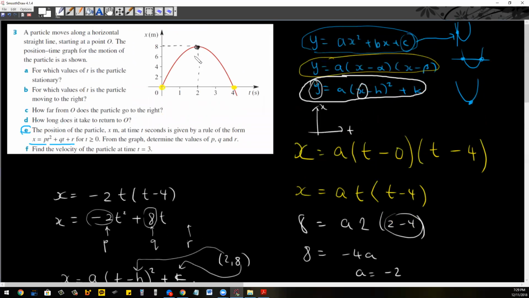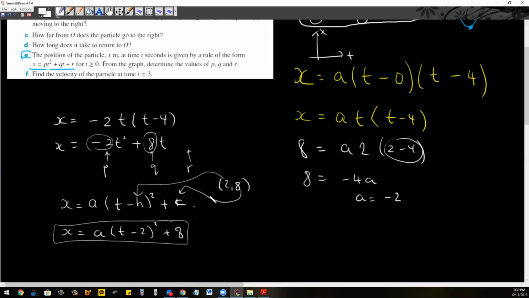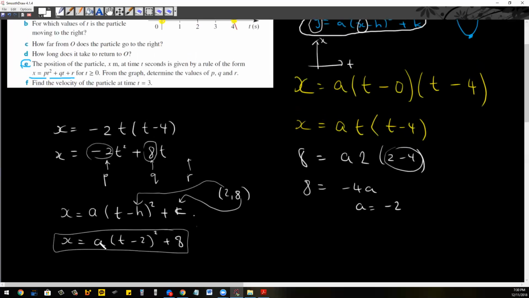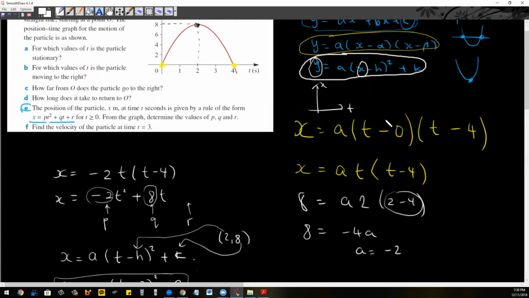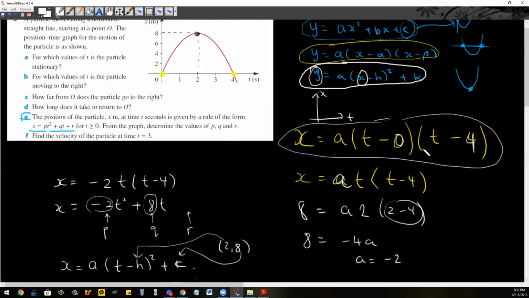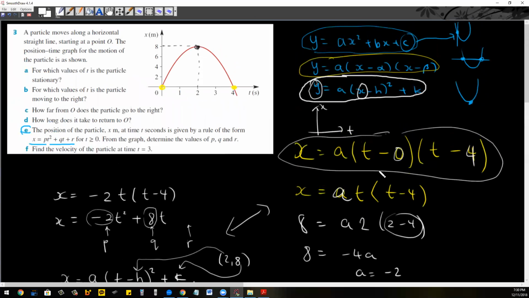Oh, okay. Yeah. So when you plug in 2 and 8, we already used that point, right? So to figure out a, you have to plug in some other point. In this case, see how we already used the x-intercepts? So to figure out the a value, we have to plug in some other point other than the x-intercepts. So just the opposite process, isn't it? Does that make sense to you?